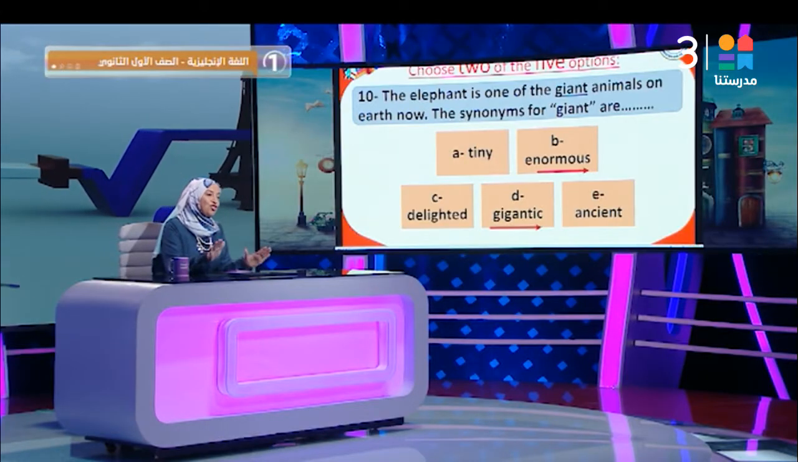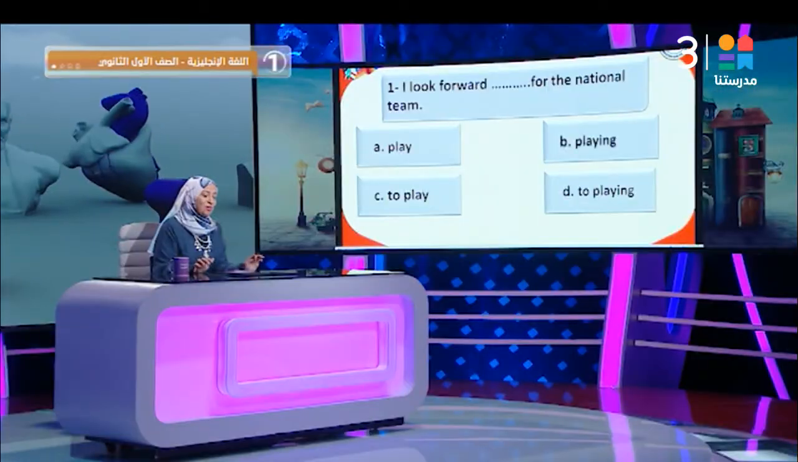So here we finish the first type of question, which will be question number 1 in the exam. You will be asked to find the synonyms or the antonyms of some words which you studied in your syllabus. Okay. The second question, you will be asked to find only one answer from 4 options. Okay. Let's see the next question.